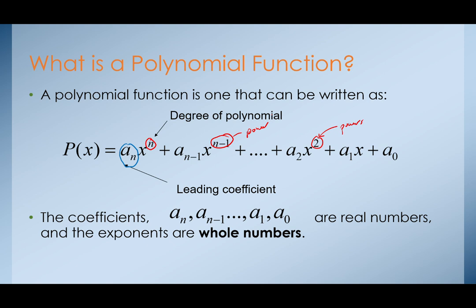So those coefficients are real numbers. That's the only requirement on them. We don't want any imaginary numbers in our polynomials. That makes the math really complicated. And our exponents for polynomials are restricted to being whole numbers. So remember, the whole numbers means non-negative, so the power is greater than or equal to 0, and it's integers.